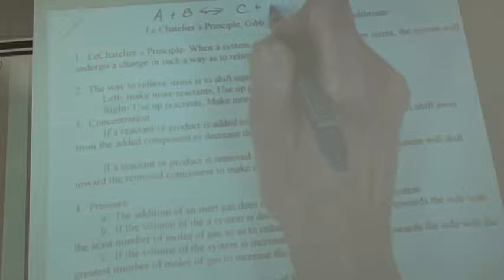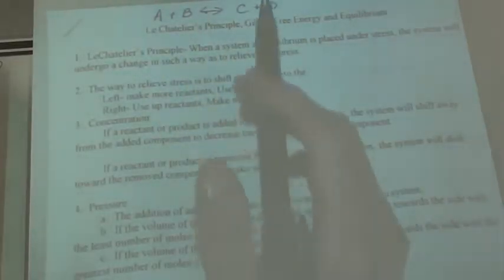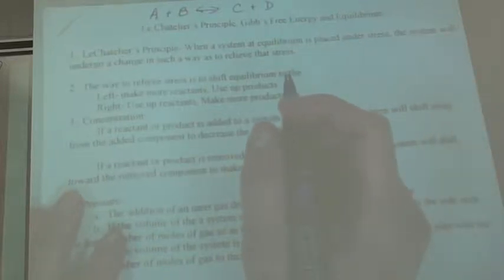So if you have a reaction and it's at equilibrium, you know it's at equilibrium because of the double-headed arrow, and you stress it, equilibrium is disturbed for a while, and then the system will come back to equilibrium. It will be a new equilibrium, but the equilibrium constant will be the same. Okay, so here are the ways that you can stress.